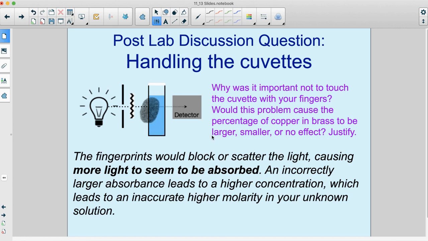So if the detector detects more absorption, then when you go to calculate, you get a higher concentration than what is actually in the solution, and you get a higher molarity, which is inaccurate. So your calculated concentration is too high.